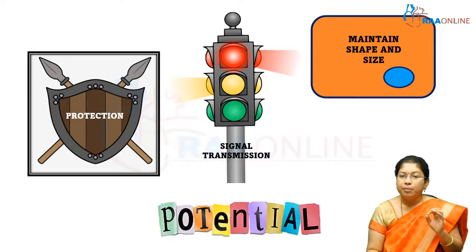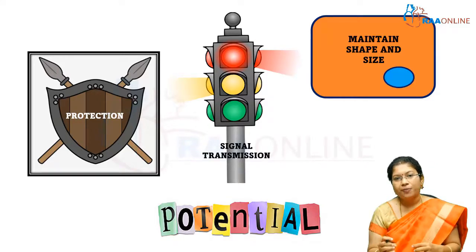So the main features of the cell membrane are protection, that means it acts as a barrier; it maintains the shape and size of the cell; third, it helps in signal transmission; and the last one, it maintains the membrane potential.